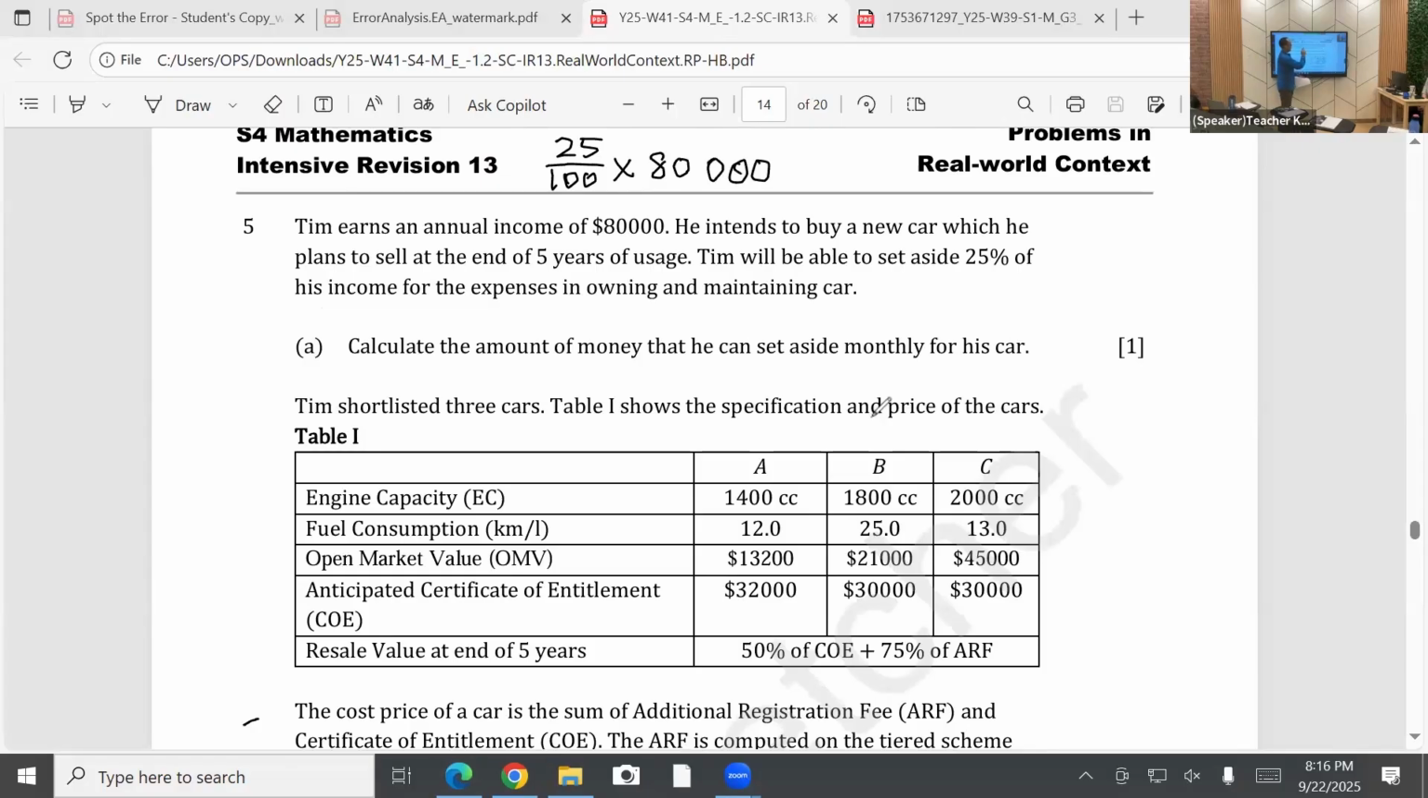And then monthly will be what? Divide by 12. Yeah, so that means you just have to multiply by 1 over 12, or you just write divide by 12. And what you will get here, of course, is going to be $1,666.67. Okay, so for this case, remember for dollars, it is always rounded off to 2 decimal places. This is the only exception.